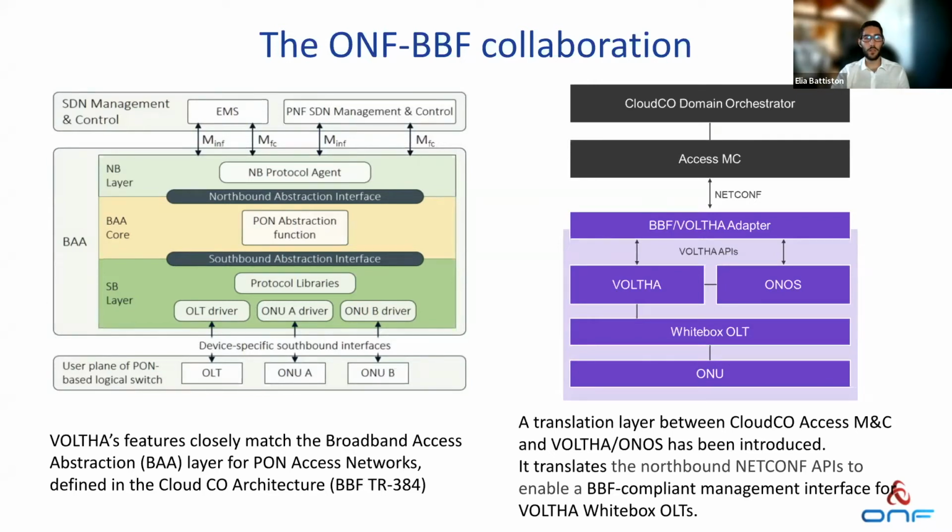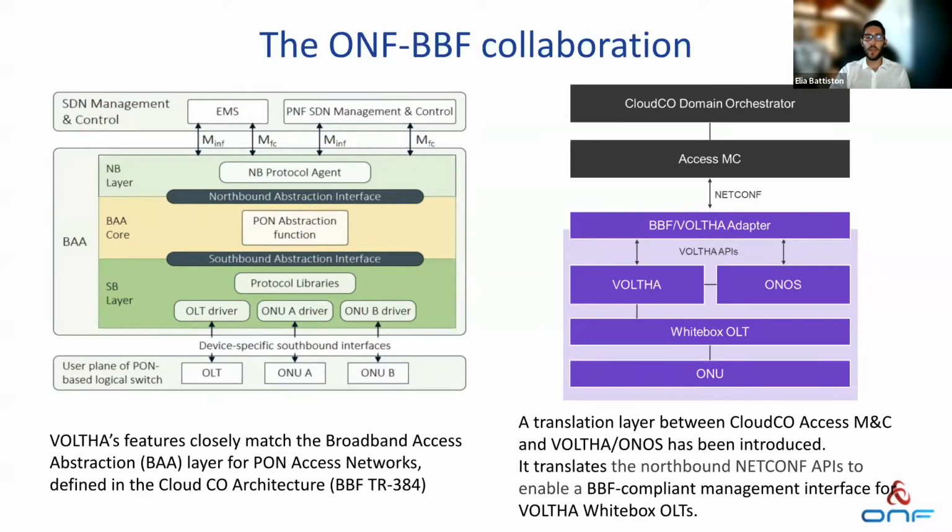As part of the ongoing collaboration between the Broadband Forum and the Open Networking Foundation, we started the development of a component called VOLTHA Northbound BBF Adapter. And as you may know, the Broadband Forum's Cloud CO architecture, which is defined with TR-384, describes a set of standards and guidelines for a disaggregated central office. And VOLTHA fits in this picture as it can be considered an example of a broadband access abstraction layer for PON, or BAA layer for short.